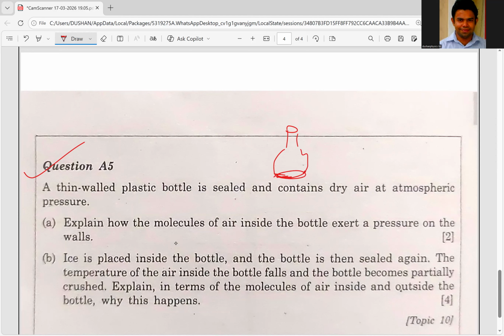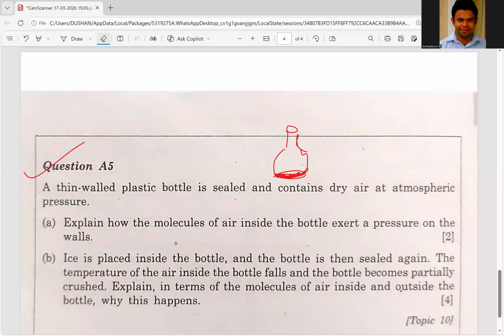Thin wall bottle, Manuka? What, sir? What is inside there in the thin wall bottle? Yeah, dry air. Explain how the molecules of air inside the bottle exert the pressure.